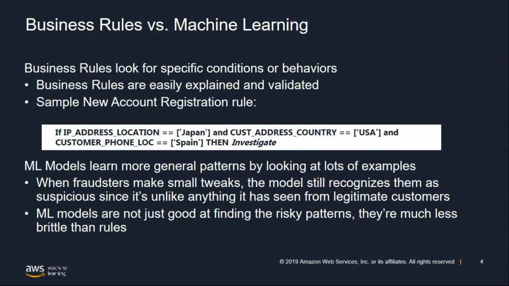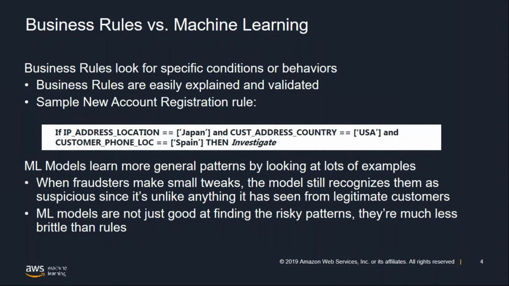Business rules look for specific conditions or behaviors. They're very easy to explain and validate, which is great. For example, a new account registration rule could look something like this: an IP address location from a certain country and a customer address from a different country, and then the customer phone location is then from a third country. Because those three attributes don't sync with each other, you would want to investigate. So it's very clean cut, easy to explain, but they're very rigid as well. And it's hard to scale that when you're in an environment where fraudsters are changing their tactics constantly.